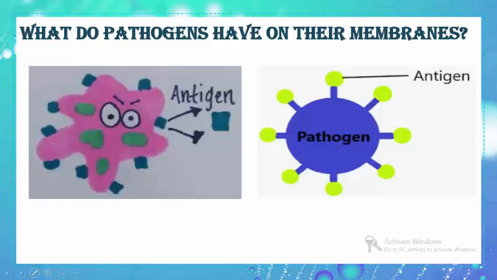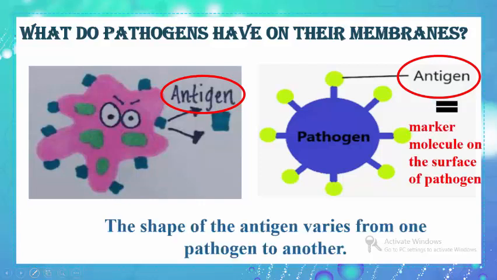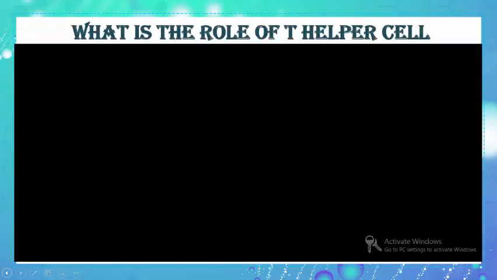Similar to T helper cells, the pathogens express on their membrane marker molecules called antigens. These antigens represent the identity of each pathogen, and thus each pathogen has its specific antigen. Now, of course, you are asking yourself about the role of the receptors found on the surface of T cells and the antigens on the membrane of pathogens. Concentrate please on the following slides to guess their role. In this video, we will see what is the role of T helper cell.